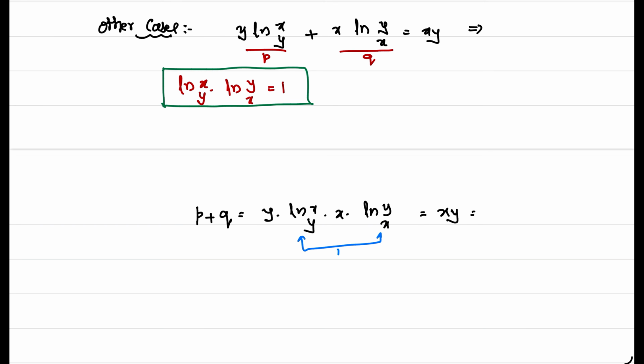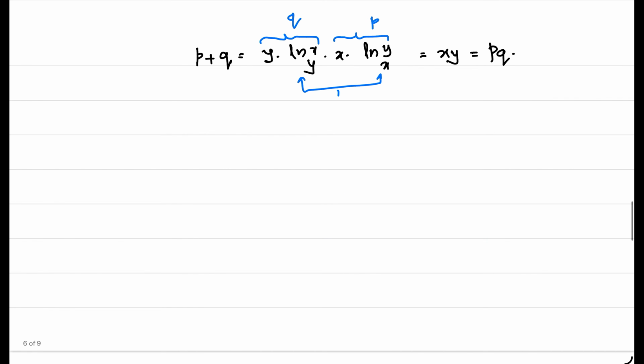y ln x to the base y, this value is P, and this value is Q. And this value is P. Can we write this one is equal to PQ? That means ultimately what we have got in a simple form is P plus Q should be equal to PQ.